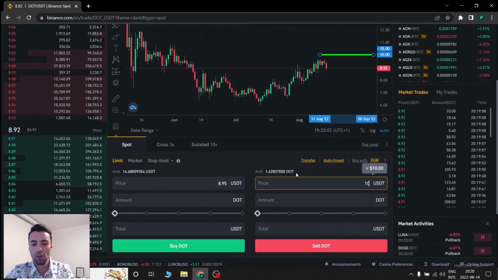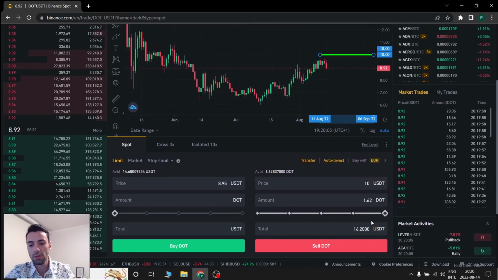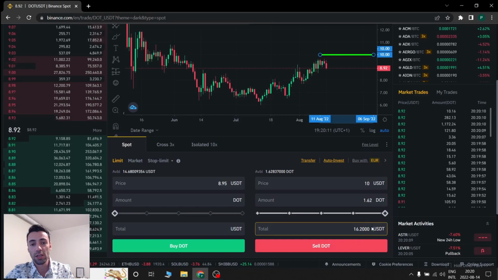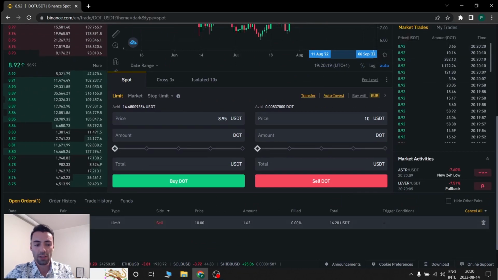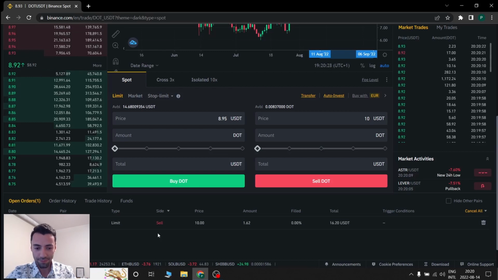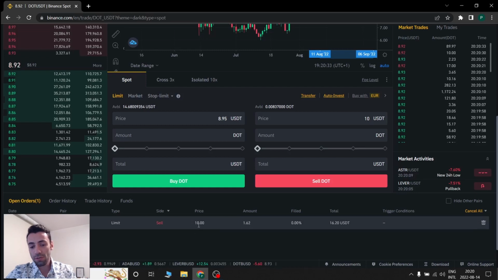And how much of our Polkadot do you want to sell? All of them. You put it on 100%, or you can choose whatever you want. And here you see the amount of USDT that you will gain from this position. So the limit sell order is created. Here in open order we have the date, time, the pair, USDT limit, and here is sell and red. So it means that we are going to sell this amount of Polkadot, which is 1.62, at the price of $10, and it will be 16.20 USDT. But now we don't want to sell them, so cancel.